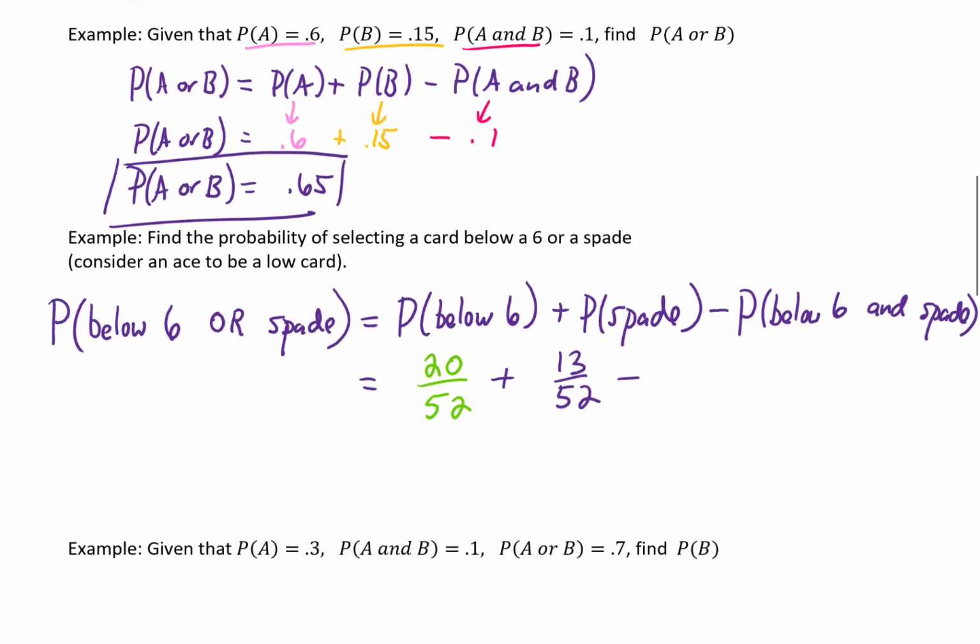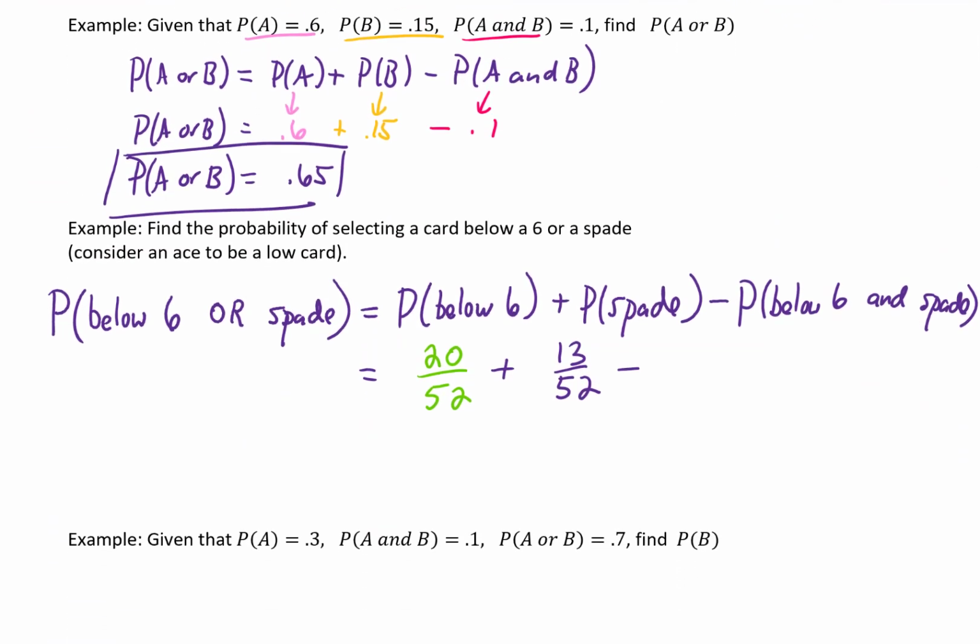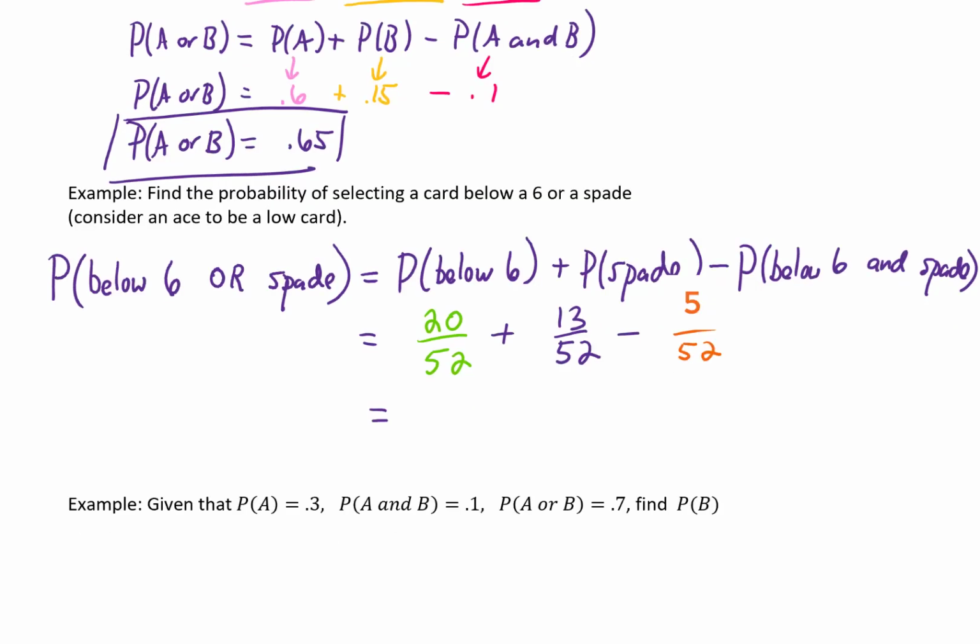So I can come back down here and say that the probability of drawing a card below a 6 and a spade. Now again, all these fractions have the same denominator, so we can just add, and you could plug that into your calculator if you like, but I'm just going to leave it like that.